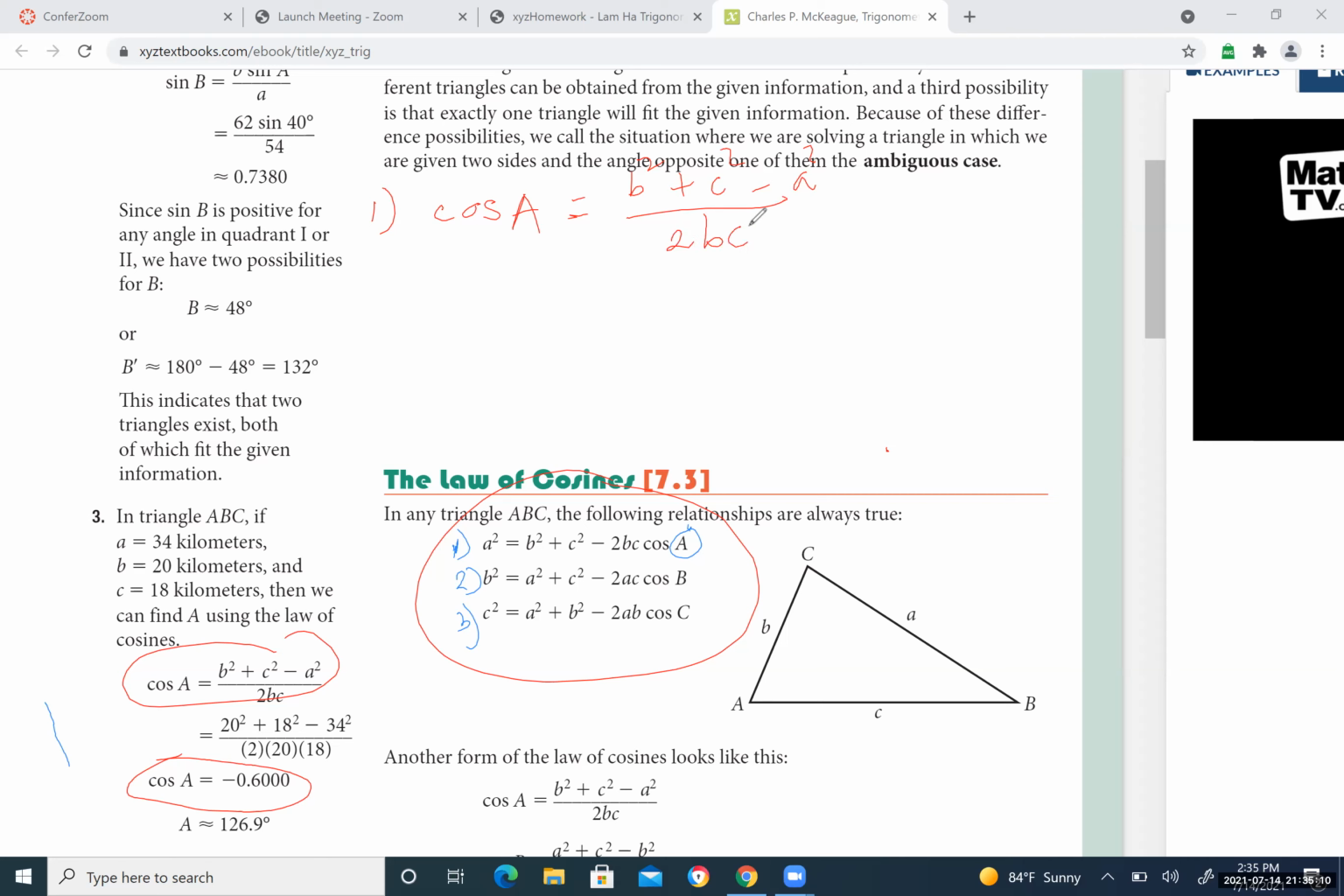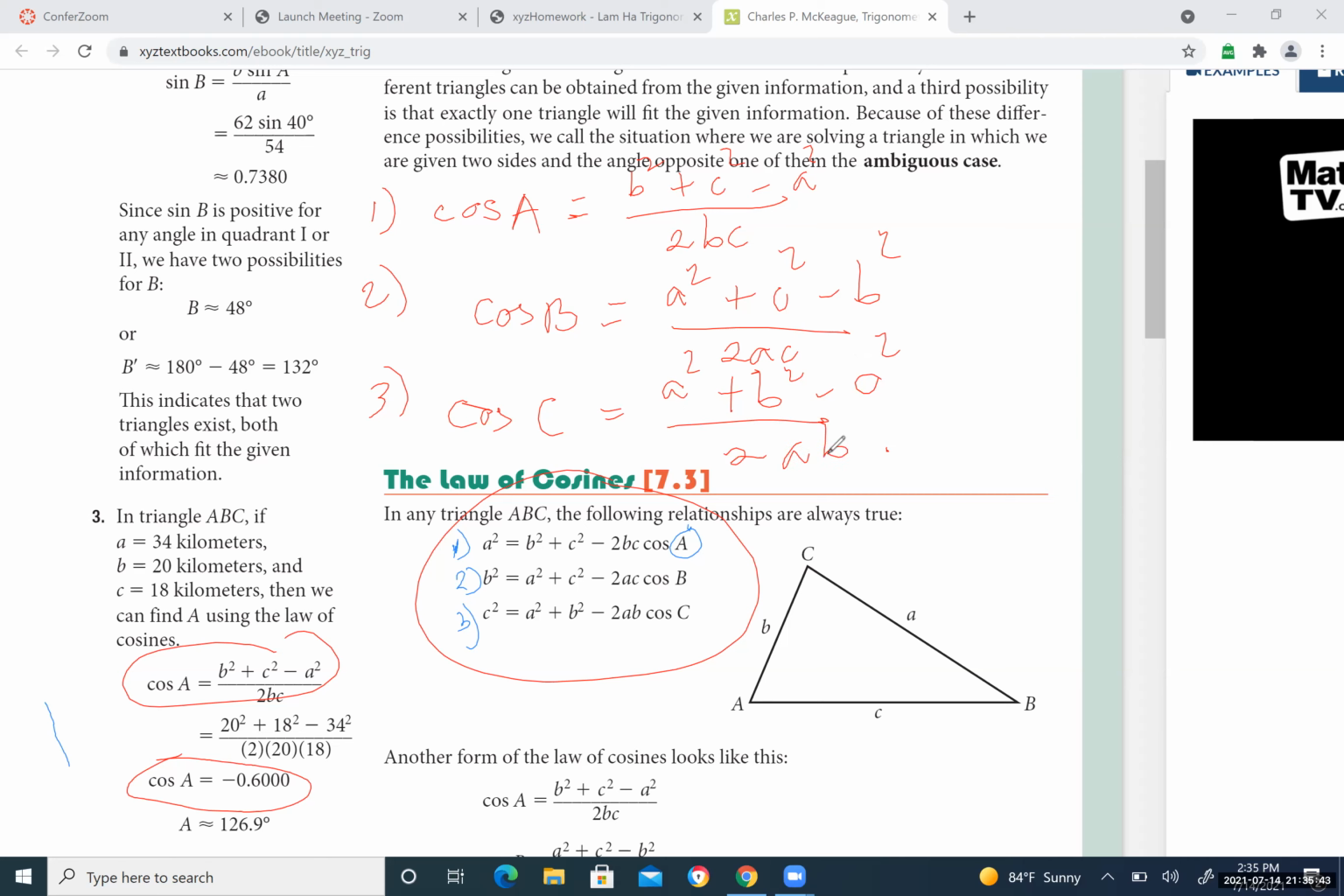You can apply this all the time. Every time they're asking for angle A, then you use this formula. Number 2, we have cosine B, which means you have a squared plus c squared minus b squared, everything divided by 2ac. Third formula, cosine C will be equal to a squared plus b squared minus c squared divided by 2ab.